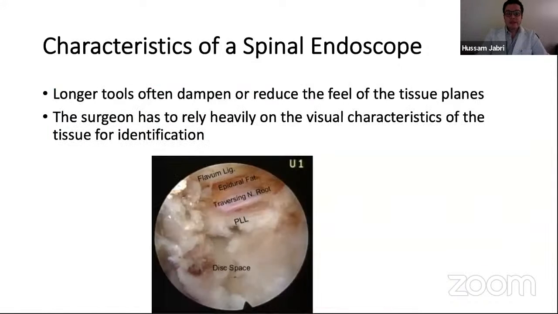Longer tools often dampen or reduce the feel of tissue planes, and the surgeon has to rely heavily on the visual characteristics of the tissue for identification. This is an endoscopic picture through the transforaminal approach, and we can see the anatomy. It is a little bit of a different angle compared to open or minimally invasive approaches, but again, the anatomy is the same. We have the ligamentum flavum, epidural fat, traversing nerve root, and the PLL, posterior longitudinal ligament, and we have the disc space.